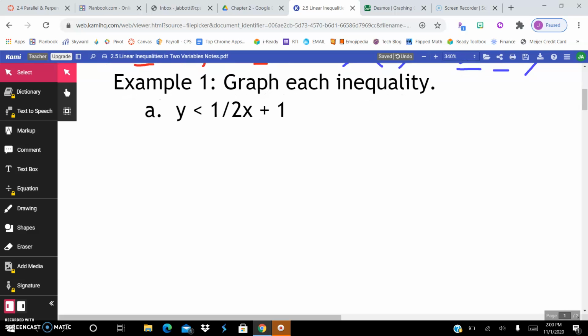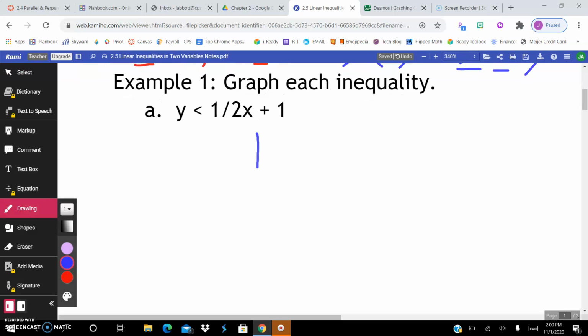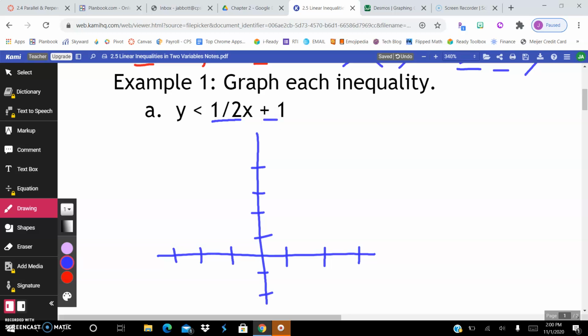So example 1 says graph each inequality. So I'm going to draw a coordinate plane here. And if you look at this, it looks like it's an mx plus b form. The only difference is it doesn't have an equal sign, it has an inequality, so that's perfect. So 1/2 would be our m, which is our slope, and this +1 would be our b, which is our y-intercept. So on the y-axis, we're going to put a dot at +1, and then our slope is 1/2. So from that dot, we're going to move up 1 and over 2.